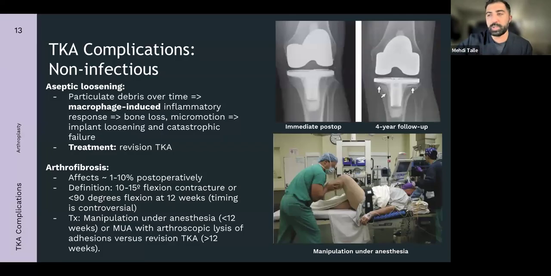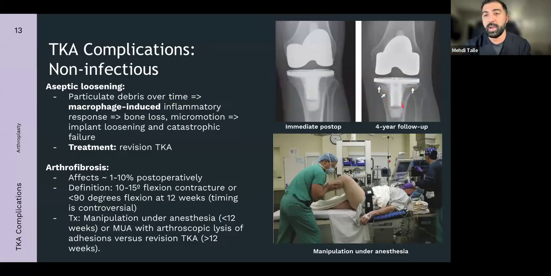A couple complications here, just so you guys can be familiar with these things. So aseptic loosening is, as the name suggests, a non-infectious process that occurs typically chronically over many years. And this occurs often because over time there can be some particulate debris from the actual implants themselves. And this can induce a macrophage-mediated inflammatory response, which can eventually manifest as bone loss, which can progress to micromotion and eventually even implant loosening and catastrophic failure.